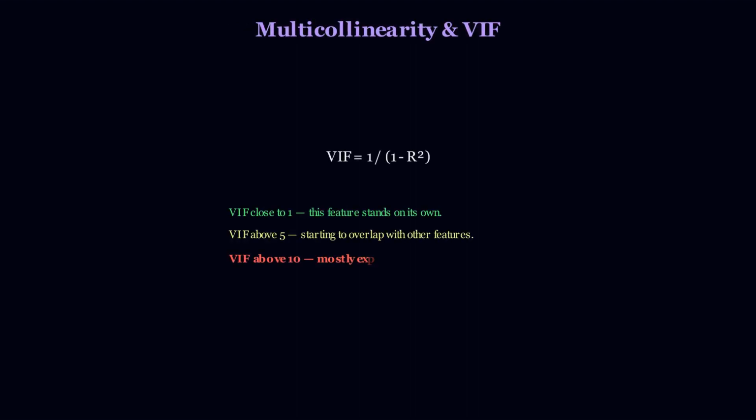Multicollinearity is when features overlap so much the model gets confused. VIF, variance inflation factor, measures exactly how confused. VIF above 10? That feature is mostly explained by the others. It doesn't add new information. It just adds instability. Drop it or combine it with the feature it overlaps with.